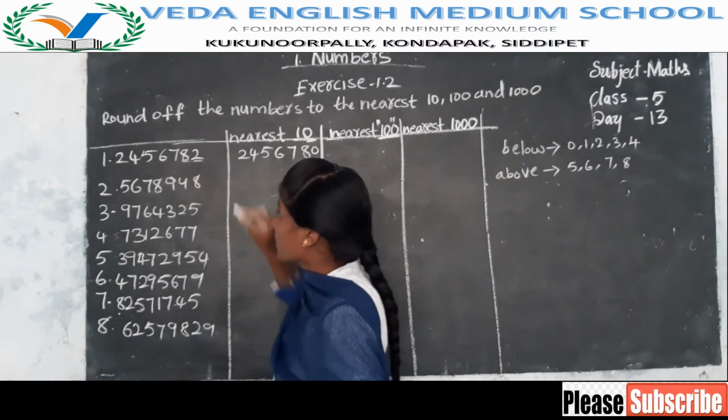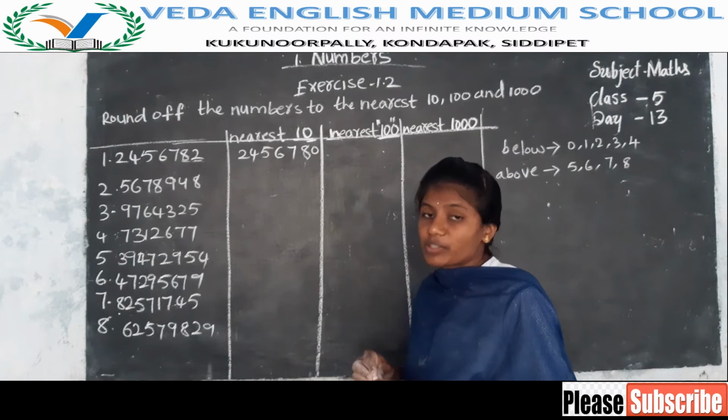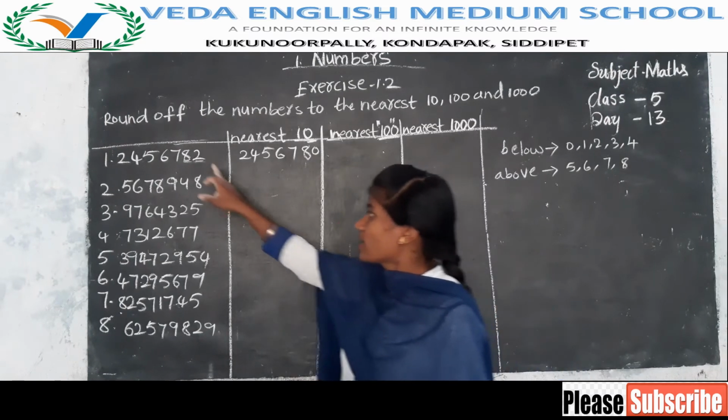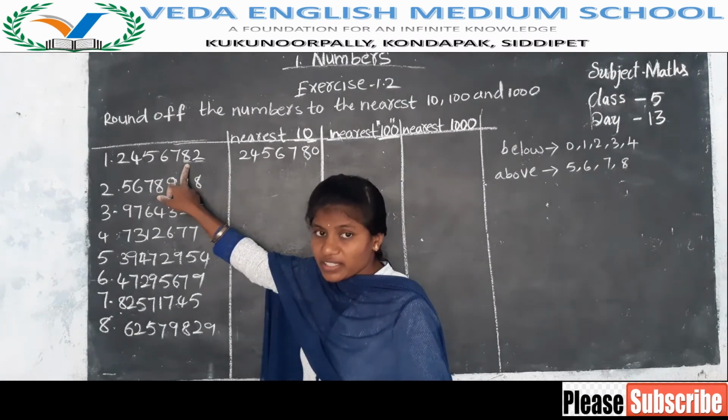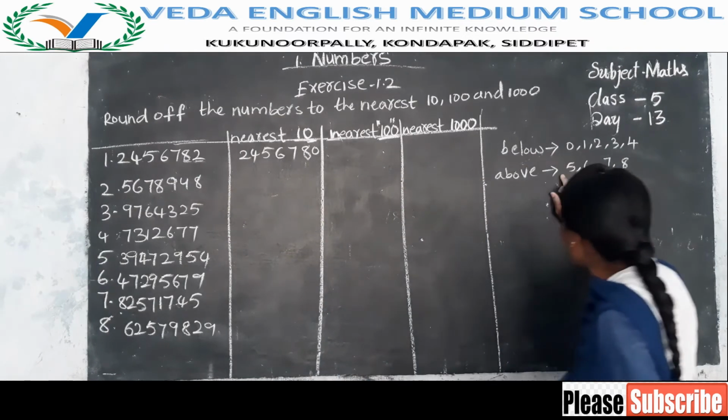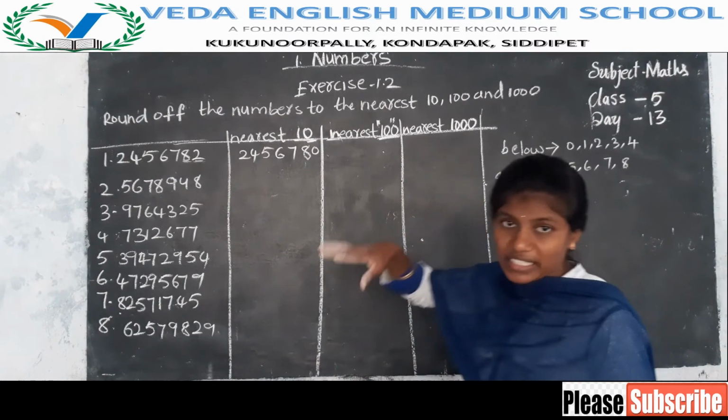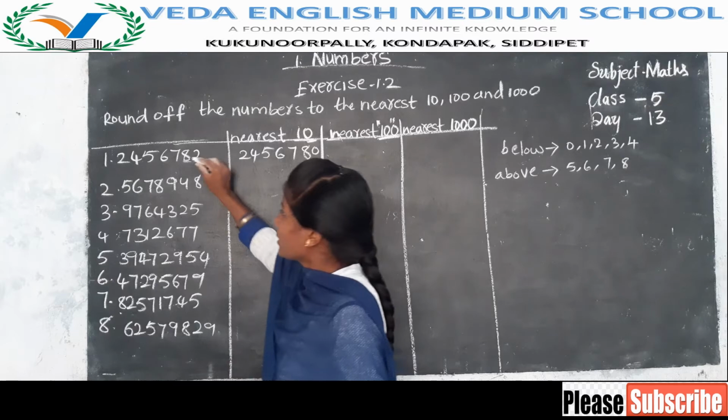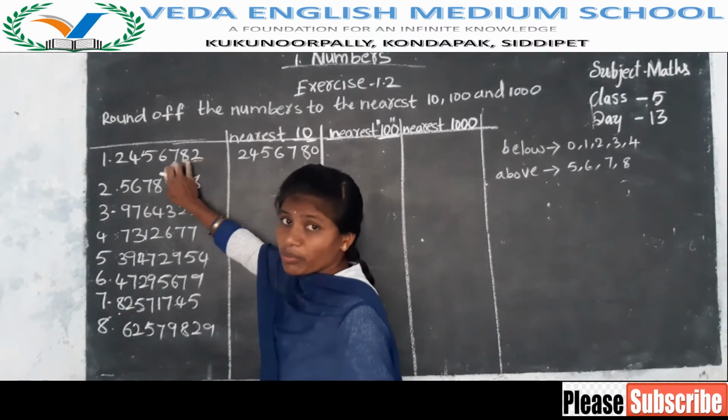Nearest hundreds means which place value you have to check? Tens place value you have to check. What do you have in the tens place? 8. 8 is above number or below number? Above number. Above number is the next number increase చేయాలి కదా. So ఇది tens place లో number above number కదా. Above number అయితే increase చేయాలి కదా.